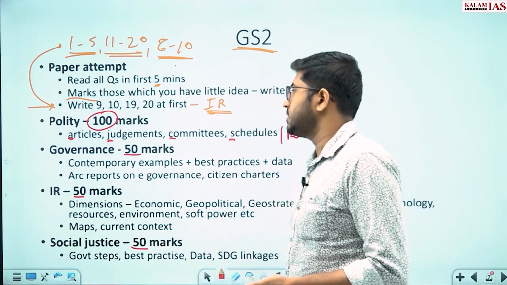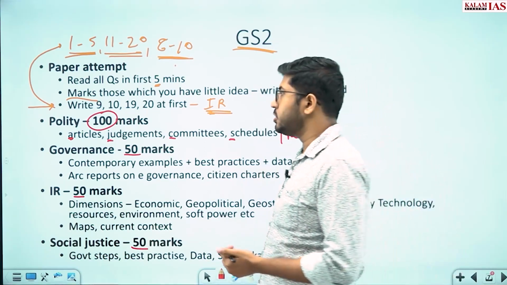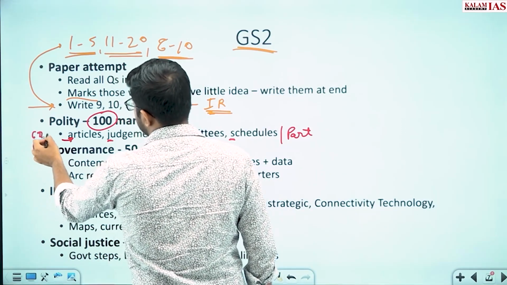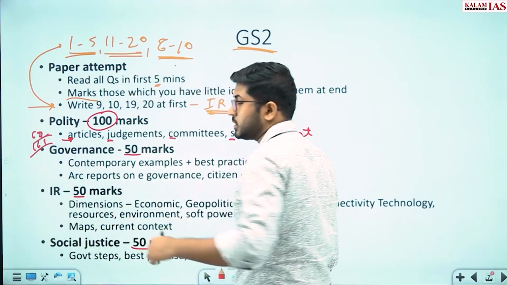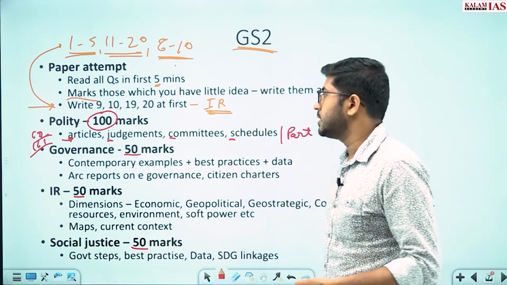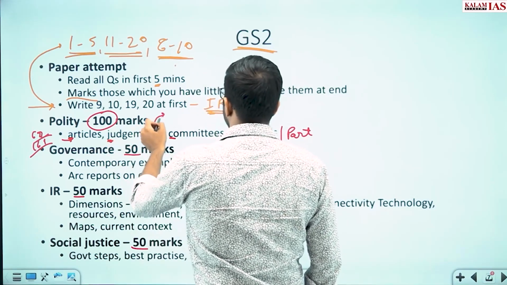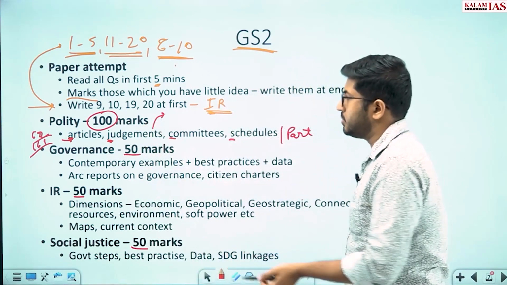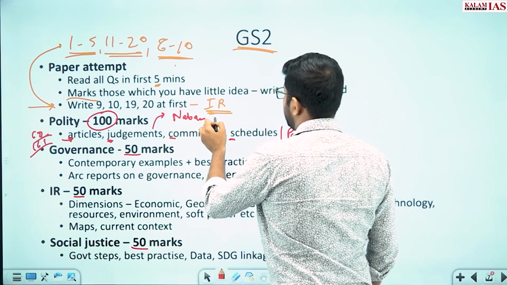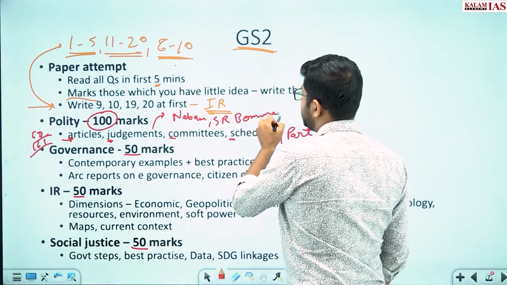For example, suppose the question is on a president or governor or speaker. So you should mention the article number, say 62 or 161 related to president or governor, and talk about the power vested with the speaker or the governor. So that way you should introduce your answer. Then coming to judgments. There are a lot of judgments of Supreme Court related to president or governor. For example, one I remember is Nabam Rebia case, or SR Bommai case. These are the famous cases that you should mention in your answer.